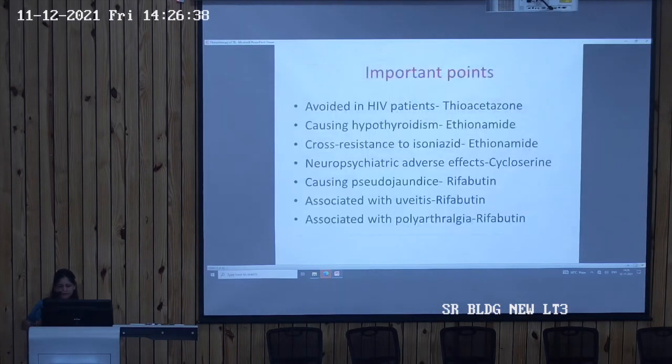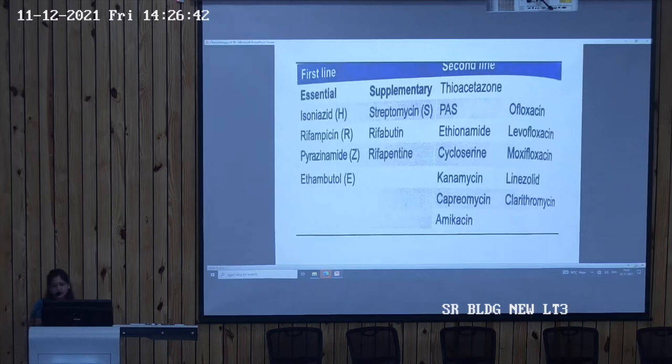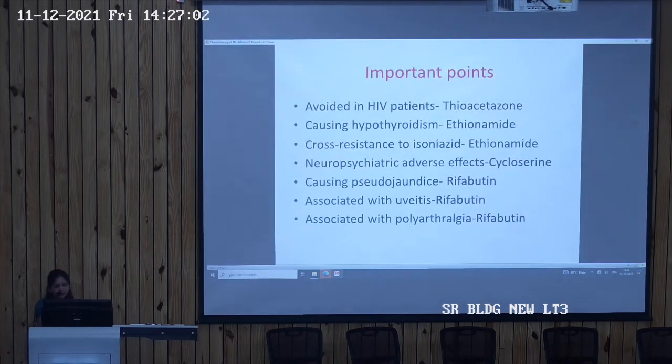So coming to the second line drugs: they are used when the patient is resistant to the first line drug, because they are more toxic and compliance is very poor with the second line drugs, and the duration of therapy is also prolonged because they are less efficacious compared to the first line drugs. Now coming to the important points of the second line drugs, we will not go much into it.